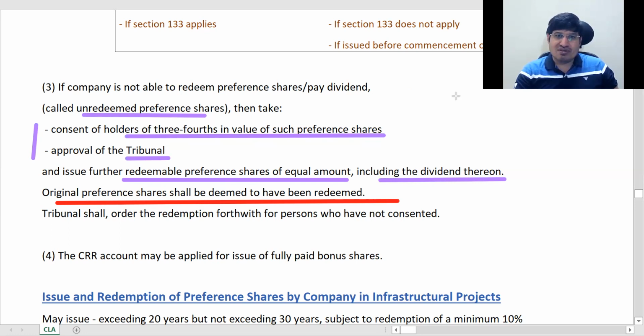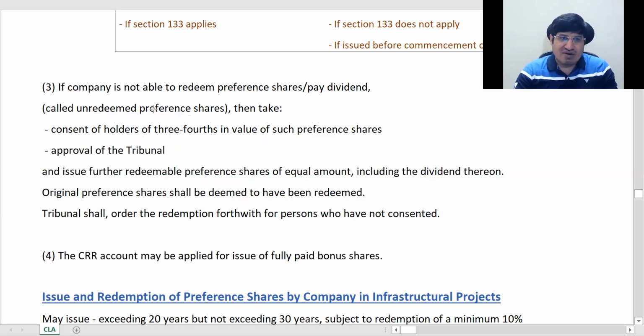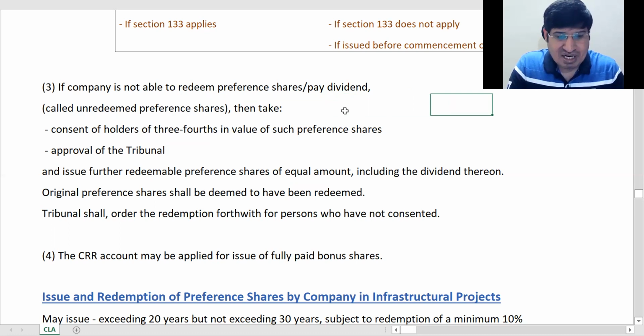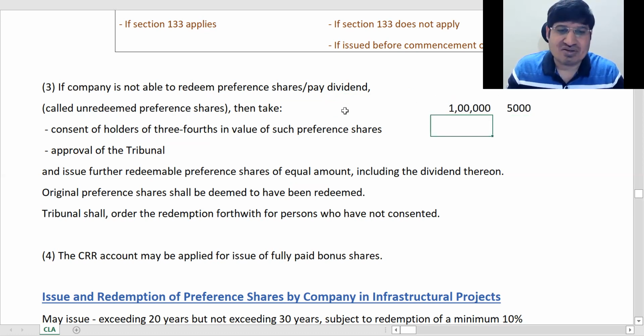What I told you now is, if a company is not able to redeem preference shares, let me put some figures to it, then it will be better. Let us say the company had to redeem capital of 1 lakh and 5,000 was dividend. It did not have money. So it went to the preference shareholders and got approval from 3/4, that is 75% of the preference shareholders, and from the tribunal.